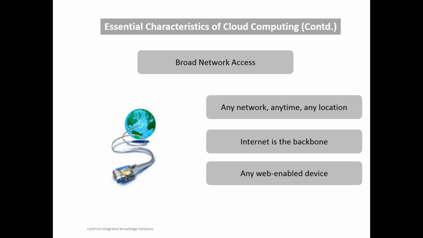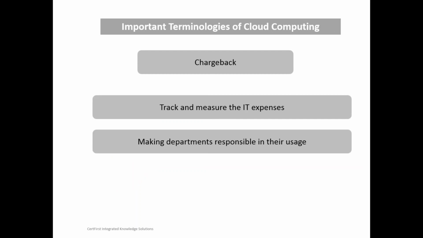What is broad network access? It simply means that you should be able to access it from any network at any time and at any location, and the backbone is the internet. If internet goes down, of course, you'll not be able to access anything in the cloud. And you should be able to access it from any web-enabled device. So these are the 5 key characteristics of cloud computing.